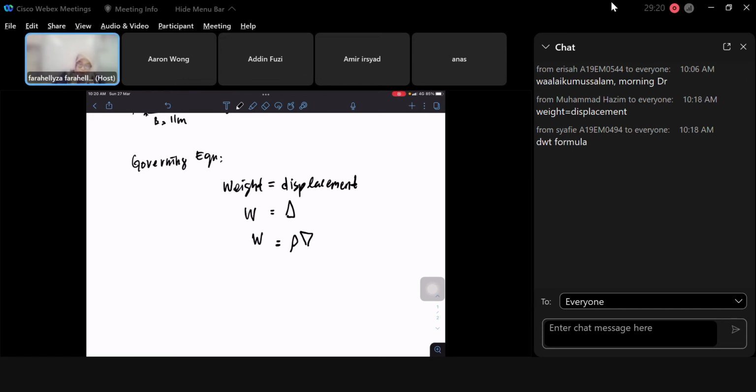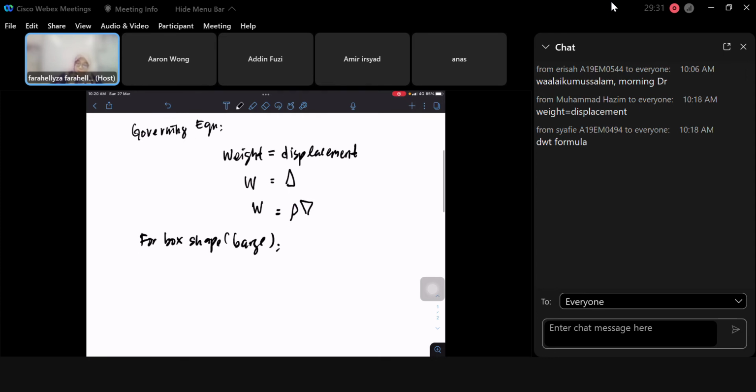Okay. So for box shape, basically a barge. So in our case, it's a barge, right? So basically this volume, okay, so volume is equal to, what is the volume equal to?